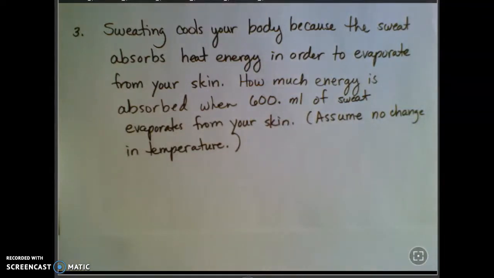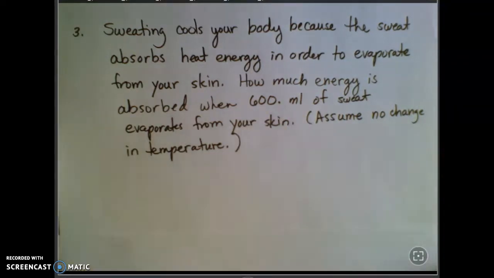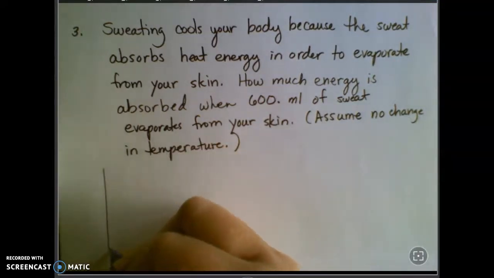And I looked this up online. 600 milliliters is about what an average person sweats in a day if they're not doing a lot of physical exercise or working outside or whatever. So it says assume no change in temperature. So this is a little tricky if you're talking about drawing your heating and cooling curve.